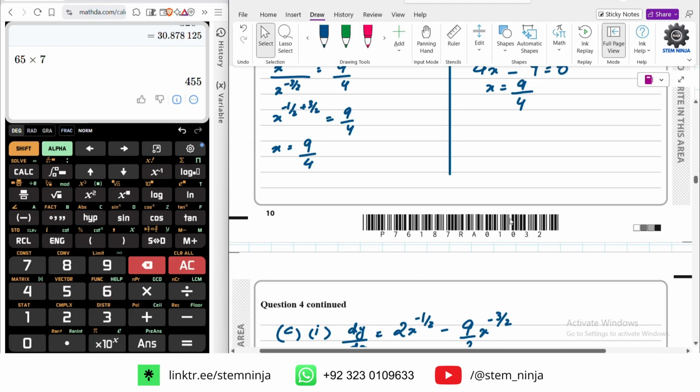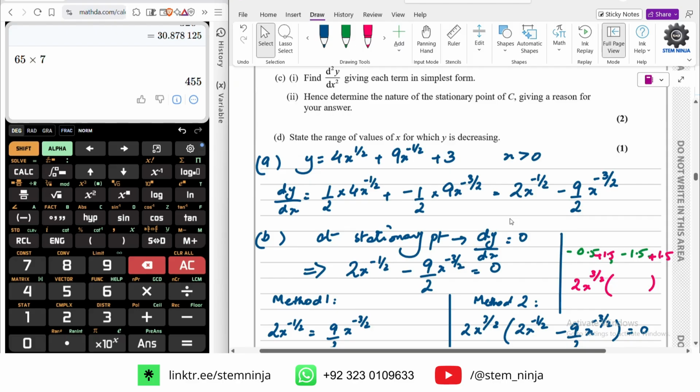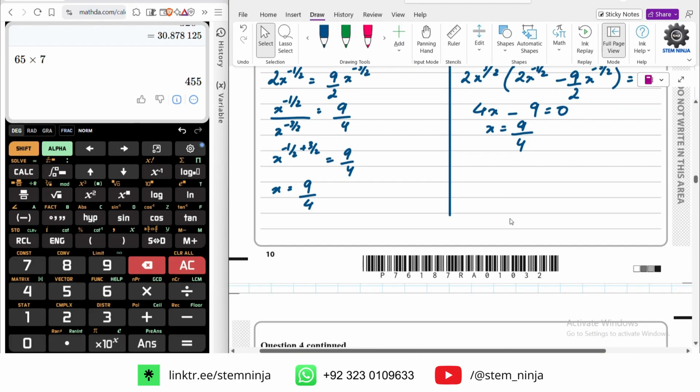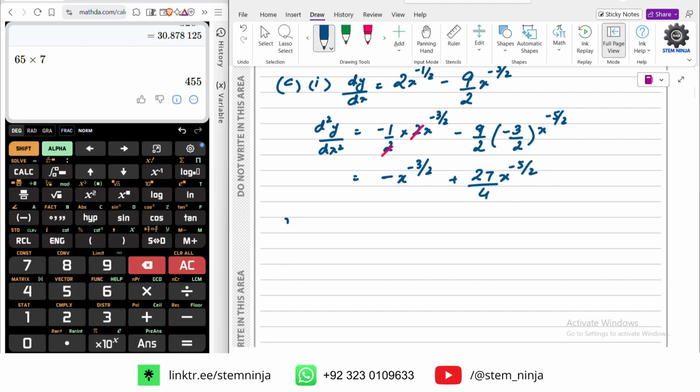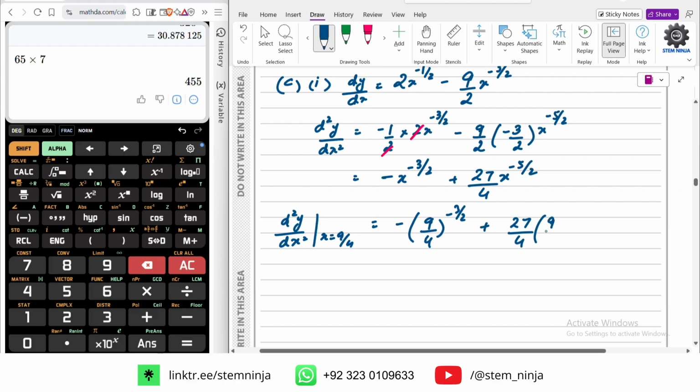Right, okay. Hence determine the nature of stationary point C, giving a reason for your answer. Okay, so x is 9 over 4. So d squared y over dx squared at x equal to 9 over 4 becomes minus (9/4)^(-3/2) plus 27/4 (9/4)^(-5/2).